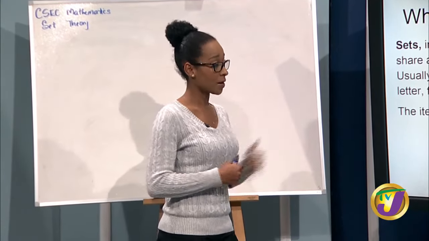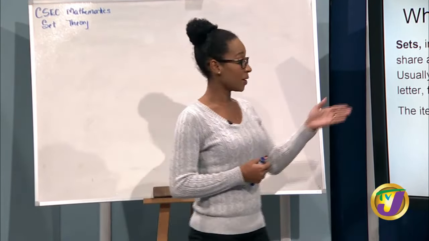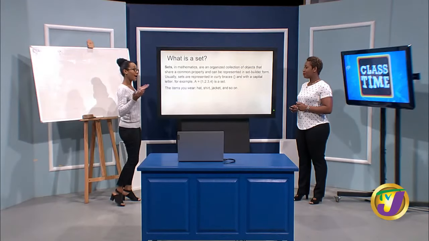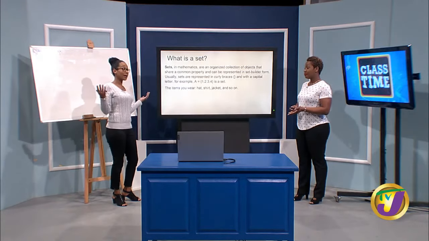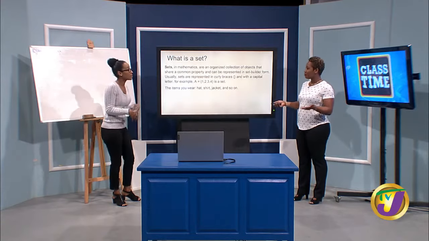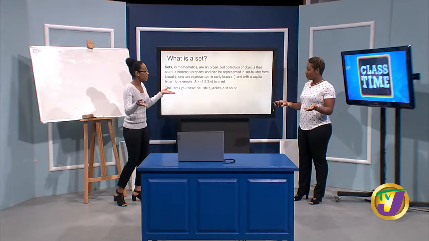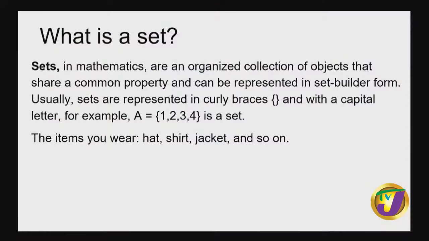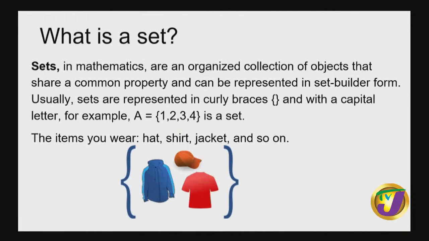And guess what? We were talking about what I was wearing. So here we have the items you wear: hat, shirt, jacket, blouse, pants, whatever. They can be a part of a set, and it's the same. We have them here in curly braces. As you can see, at times sets can be represented with pictures, with little illustrations. Most times though you'll see the items listed, but that's still a set.